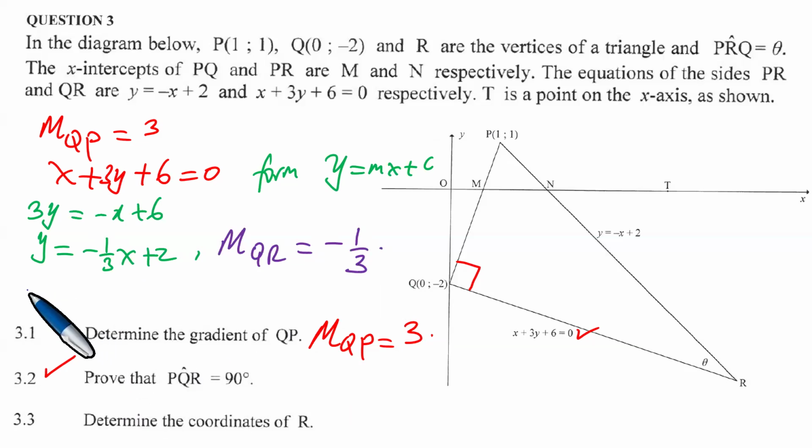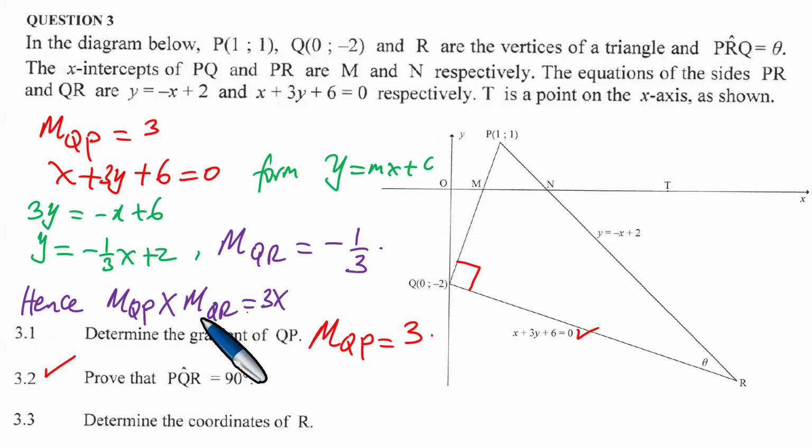Hence, the gradient of QP times the gradient of QR equals: the gradient of QP is 3, multiplied by the gradient of QR, which is minus 1/3. Multiplying 3 with minus 1/3 gives us a minus 1. What is the meaning of this? We've established the fact that the gradient of QP times the gradient of QR is minus 1.